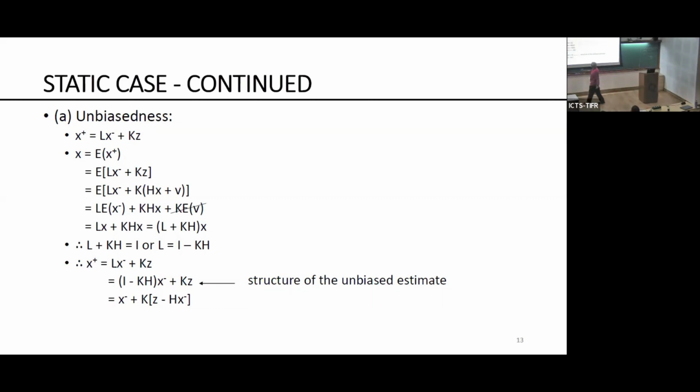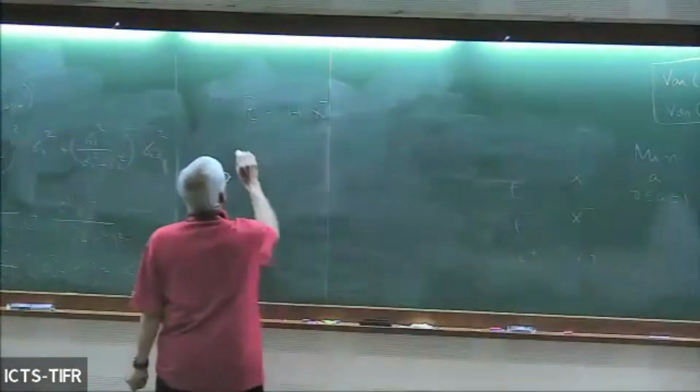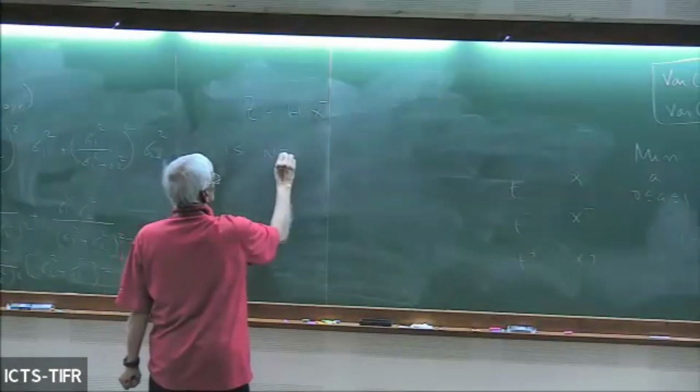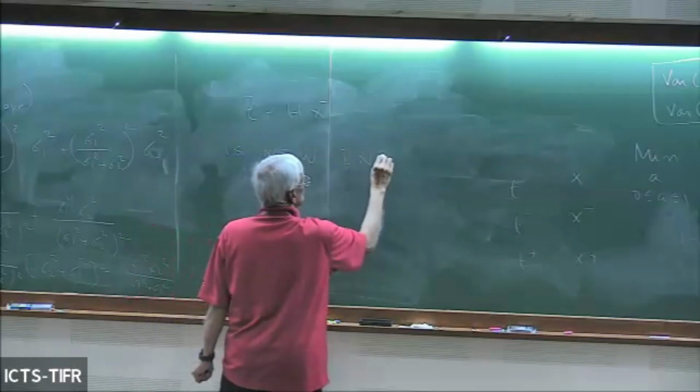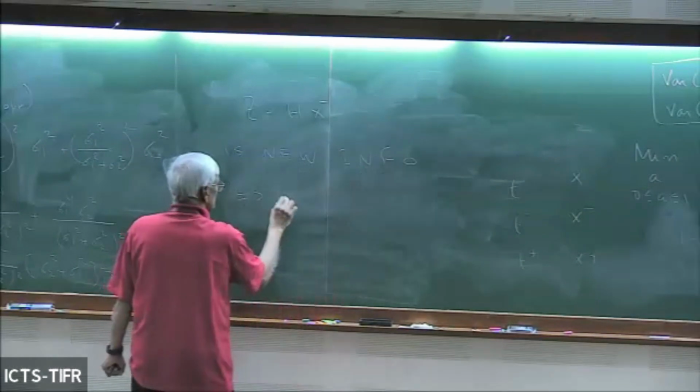What does it say? The posterior is equal to the prior plus a correction. The correction depends on Z minus Hx. What is that? That's a model predicted observation. Z is the actual observation. The difference between the two is called innovation, new information. That's called innovation.